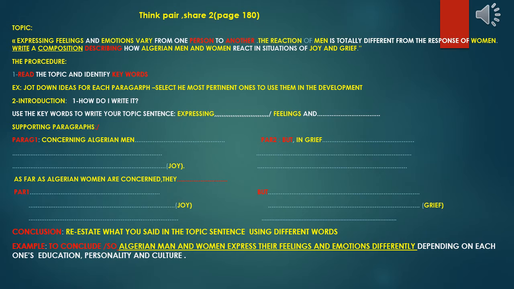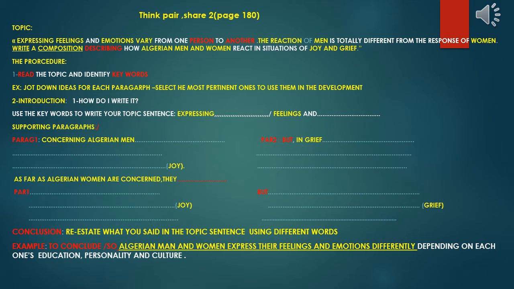Then when you finish your topic sentence, you are going to move to your supporting paragraphs. Of course, here we started with men's reaction, so you are going to start with the first paragraph describing how men react in happy moments. And then when you finish, you move to paragraph number 2, that means how men react in a situation of grief, of sadness. As you can see in paragraph number 2, I used just a simple contrast linker, which is "but", because I wanted to contrast joy with grief.